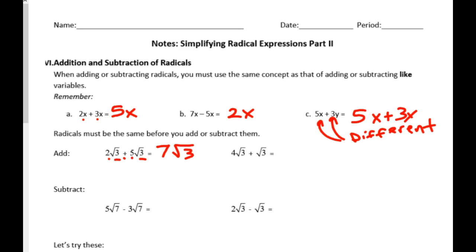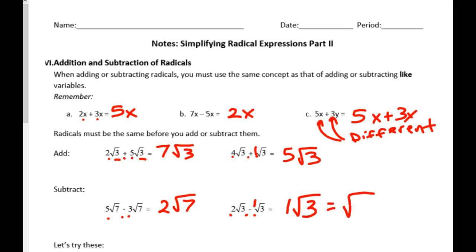So what if there's no number? Put a 1 there. 4 plus 1, 5, and the square root is still 3. Same goes for subtraction. So 5 minus 3 is 2. Square root stays 7. 2 minus 1. Square root stays the same, but usually you just see it as square root of 3.